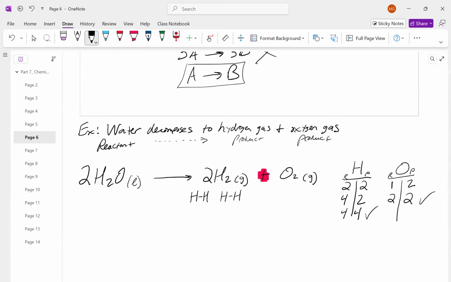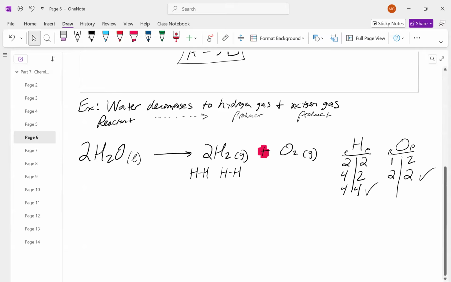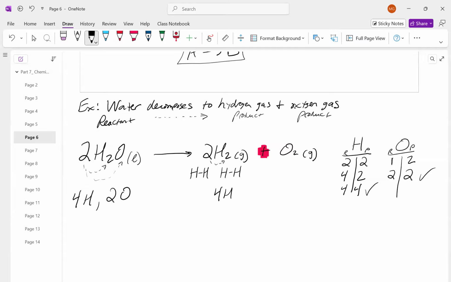I'm going to do one final check. So I'm going to count. On the left, I have four hydrogens. The way you do this is you take your coefficient and multiply each subscript by that coefficient. So that tells me I have four hydrogens, two oxygens. And then on the right side, I have four hydrogens, multiply that there. I have one O2, so that's two oxygens. I have a balanced equation, and that is my final answer.